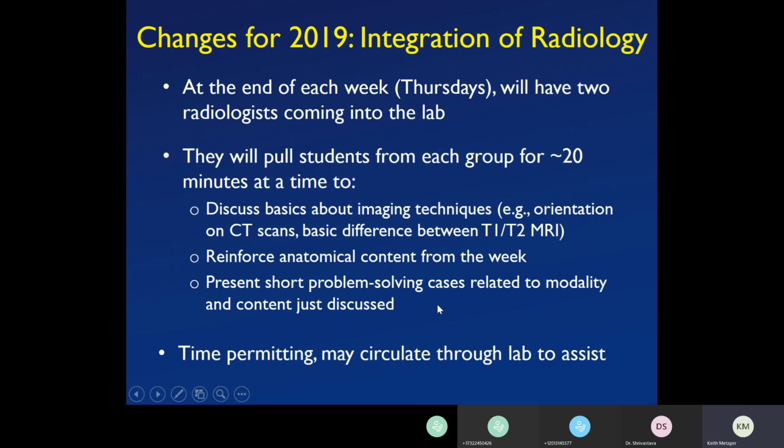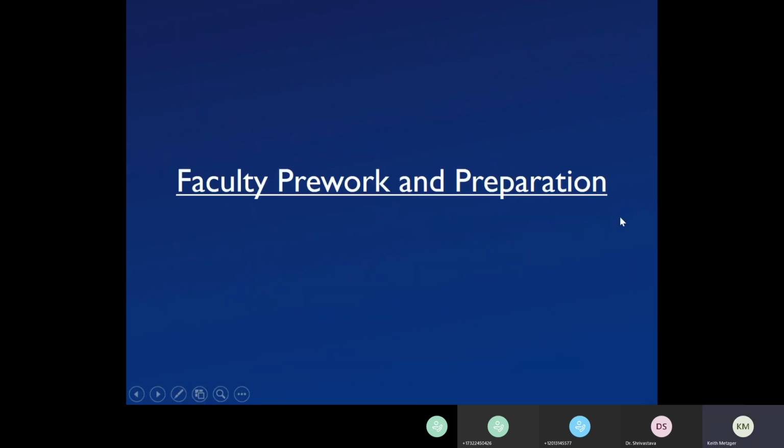Time permitting, they actually may circulate through the lab to assist. So, don't be surprised if you see them at your tables as well. Okay, so that's kind of the changes and the overall lab structure. Were there any questions that anybody had?